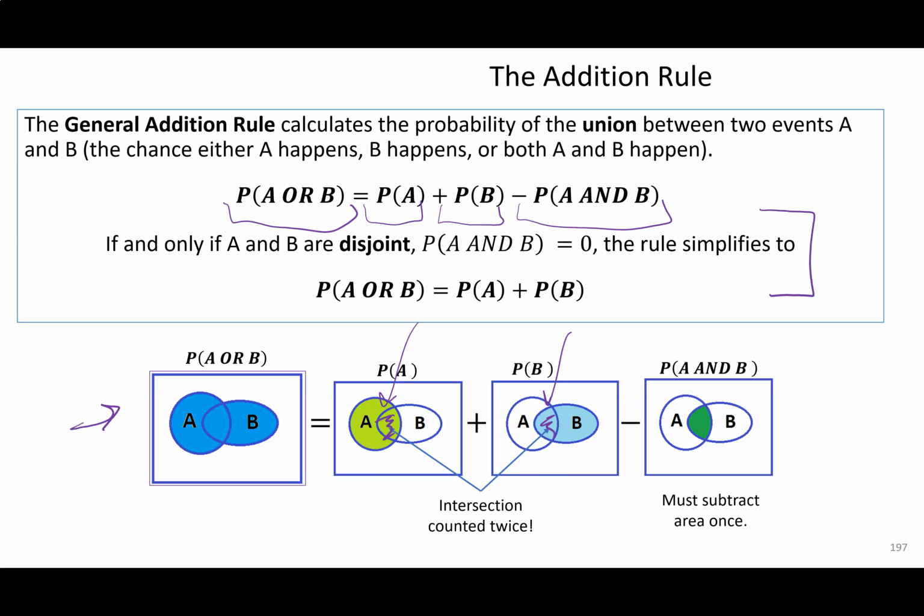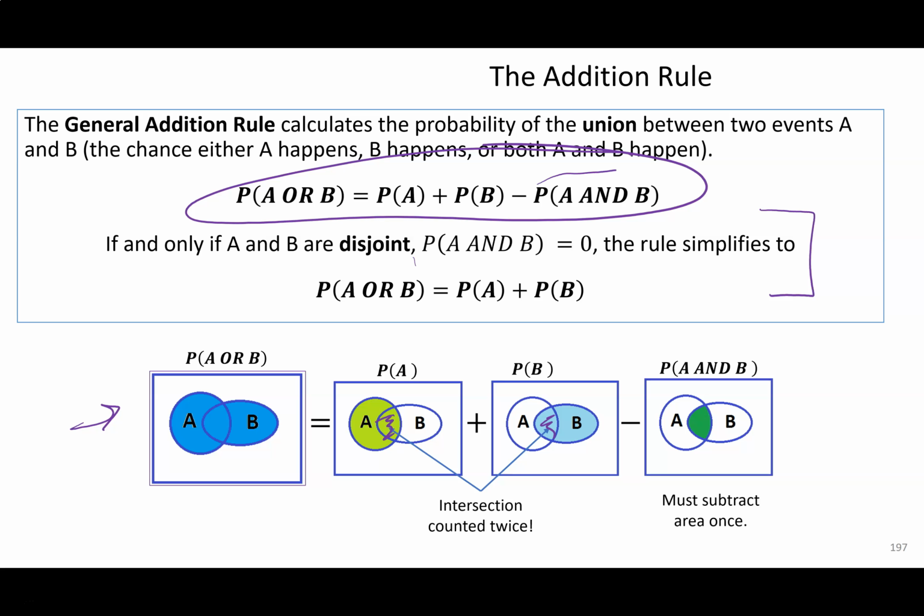If A and B are disjoint, we know that there's no overlap. So this part right here goes away, it becomes 0. Be careful. I would recommend just always using this one here. And if the probability A and B is 0, it goes away. Because this is such a specific subset of the time that it's equal to probability A plus probability B. This is only true if A and B have no overlap. They never happen at the same time.